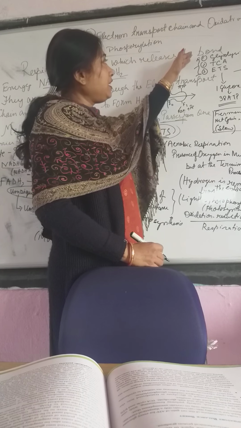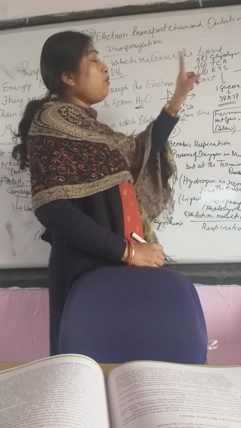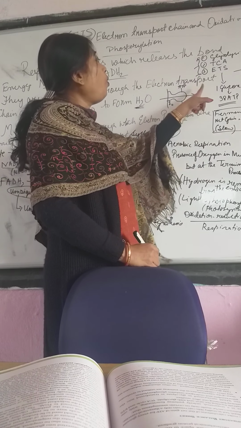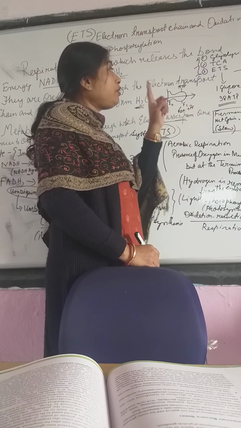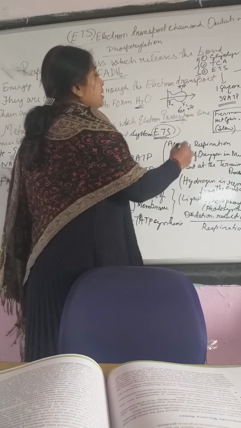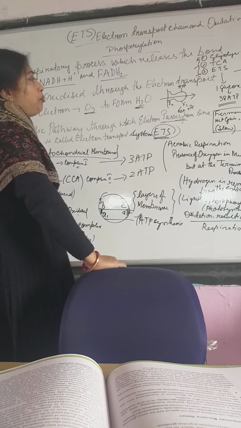So first, after the glycolysis, TCA follows, and from TCA, ETS. Now here, the main thing is only one molecule of glucose is involved. Okay, so from one molecule of glucose, 38 molecules of ATP are produced.